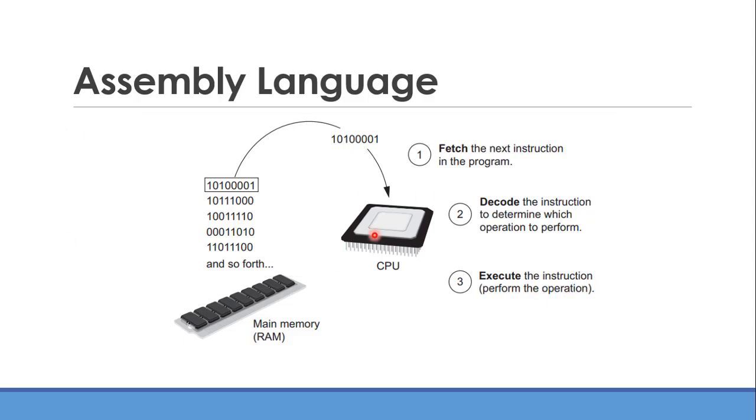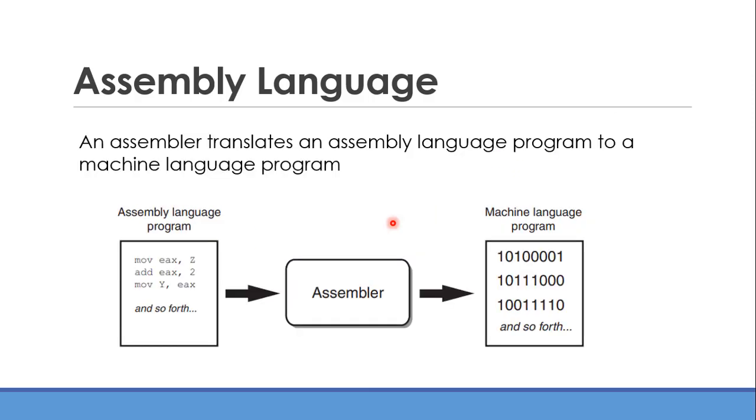So this will be an example of a low-level programming language. Assembler: translate an assembly language program to a machine language. So the code is move EAX, add, which are English words, and so forth. So the assembler converts it into machine language: the input is processed and the output is machine language.